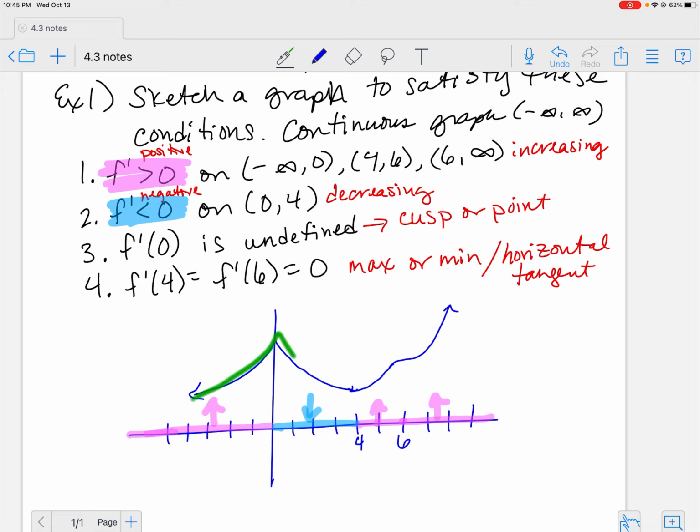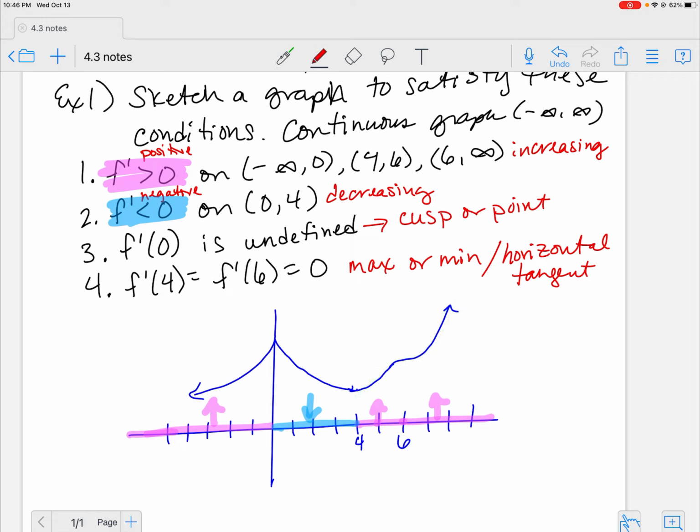Okay, let's check this out. I am increasing to a cusp because it's undefined at 0. So here at 0, I have this cusp. Then I have a horizontal tangent at 4 and 6. So here I'm going from decreasing to increasing. Then at 6, I have another horizontal tangent, but it's just that horizontal tangent. However, if my graph is increasing and increasing again, then I have to keep increasing on up. I just have that horizontal tangent.